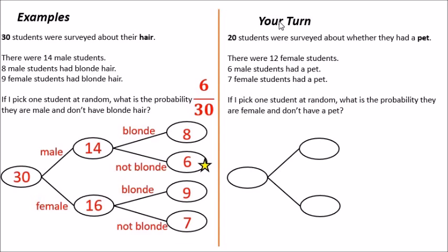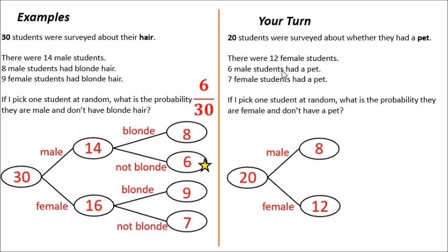Alright, so now you've had a chance to have a go. If we have 20 students surveyed about whether they have pets, that means we have 20 students in total, right here. If there were 12 female students, that means we split 20 into male and female. So we have 12 female students, and therefore we have 8 male students. Because this 20, these two branches need to add up to that 20.